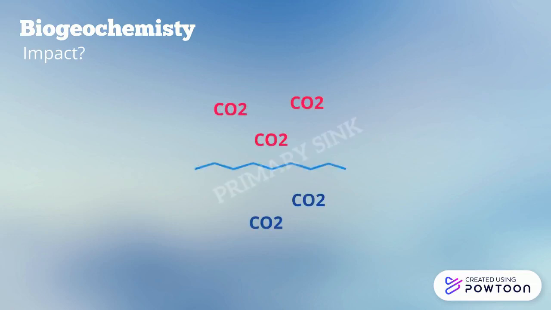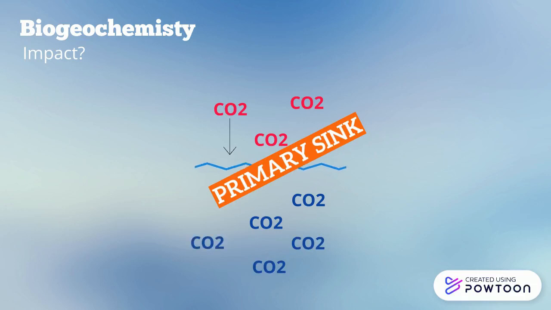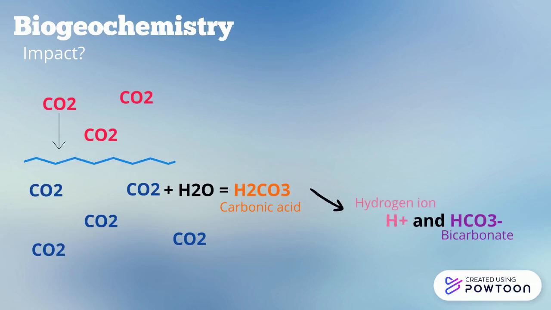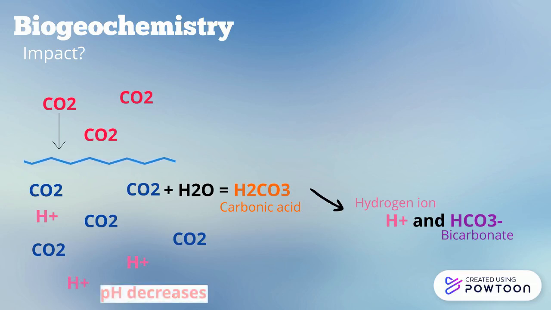Fortunately, the ocean is a primary sink for CO2. Nevertheless, this means that more and more CO2 is being dissolved into the oceans. When CO2 diffuses into seawater, it combines with water to form carbonic acid, a weak acid. Then the weak acid dissociates into hydrogen ions and bicarbonate ions. As the weak acid dissociates, hydrogen ions are released. The more hydrogen ions present in the ocean, the more acidic the seawater becomes, which decreases the pH. This leads to ocean acidification, which harms several marine species.